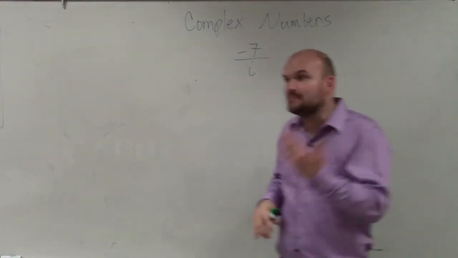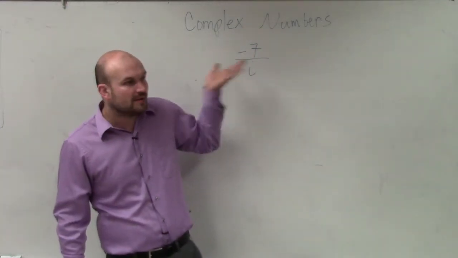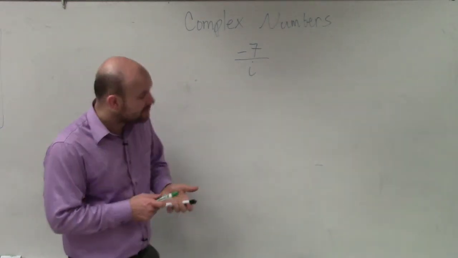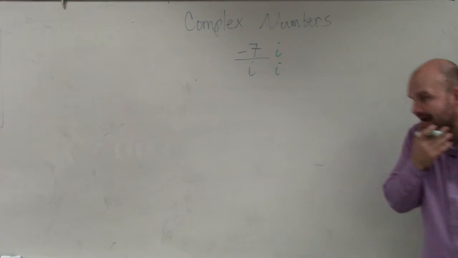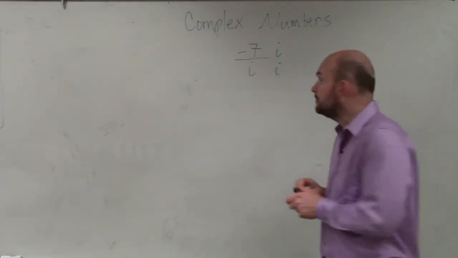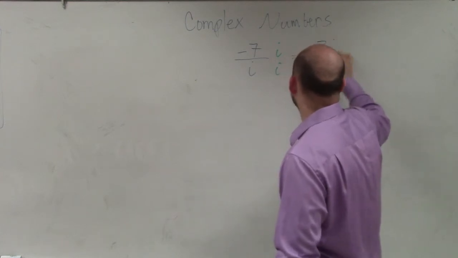So basically the way to simplify these is we want to rewrite this expression without i in the denominator. We don't want to divide by i. So to do that, what we're going to do is multiply the top and the bottom by i. Now what that's going to do is take us to -7i divided by i squared.